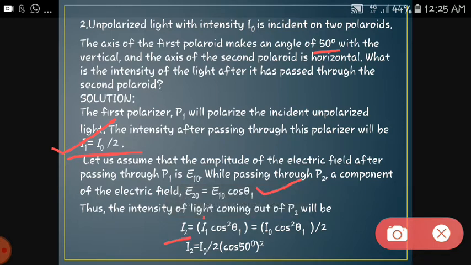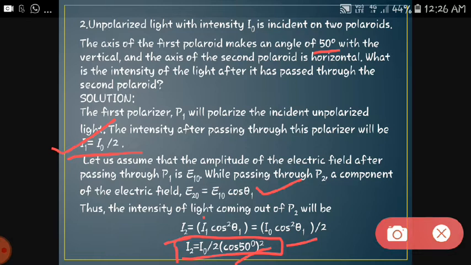So I0 cos square theta 1 by 2. Here, instead of theta 1, I can write 50 degree, and I1 will be as it is. So the resultant intensity which you are getting is I2 is equal to I0 cos square of 50 degree by 2. So this is the answer.